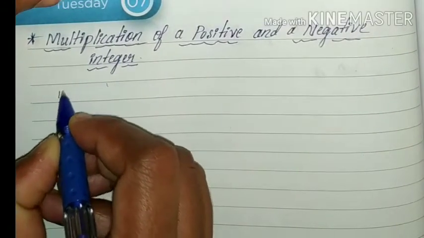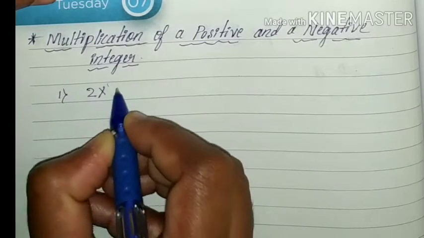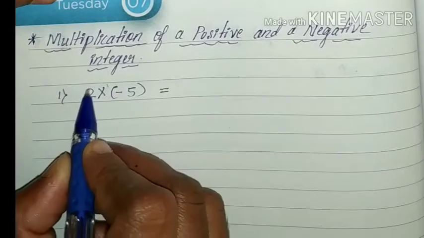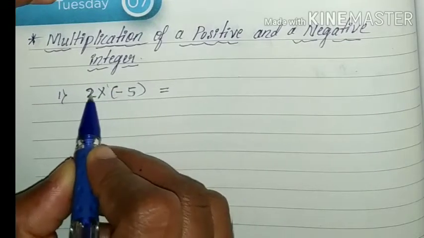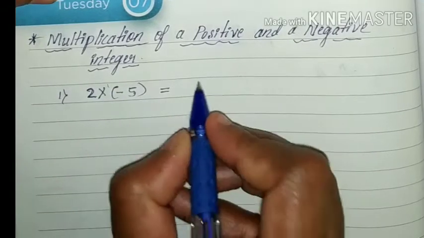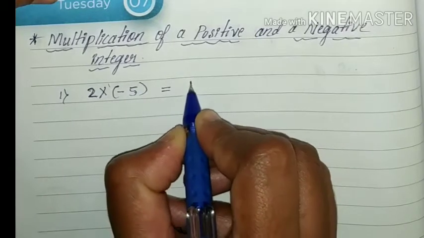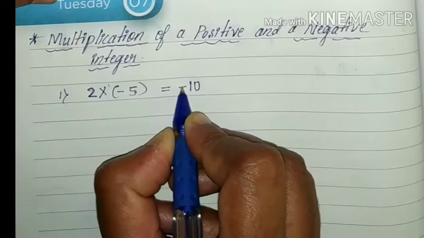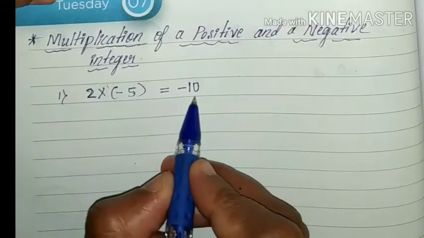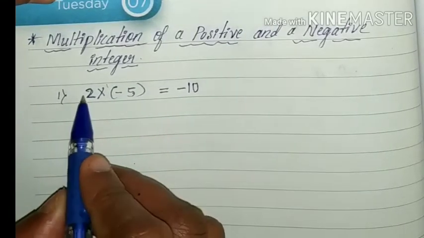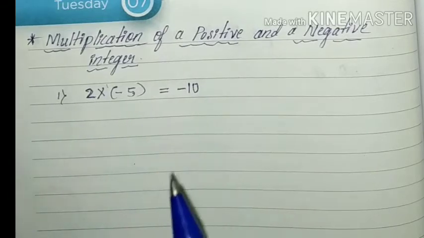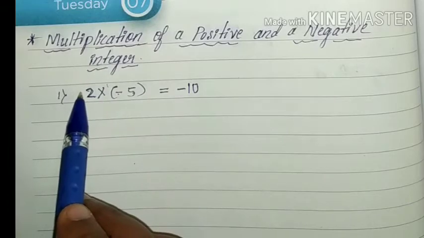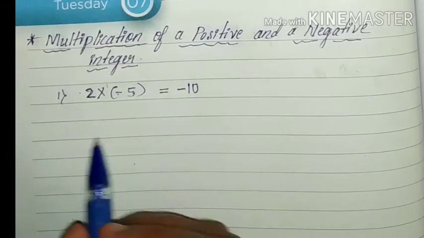See here. First one, 2 into minus 5. We have to multiply 2 and 5 as a whole. 2 into 5 is what? 10. 2 5s are 10. And put which sign? Negative sign before the product. So that is what? Minus 10. That means you already know the sign multiplication, right? Here minus is there, here plus is there. What? Plus minus is minus itself.